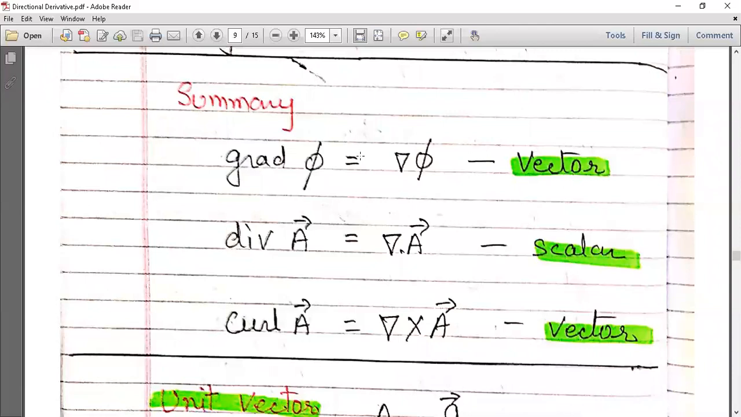To summarize: the gradient of phi gives a vector field. The divergence of A gives a scalar. The curl of A gives a vector.